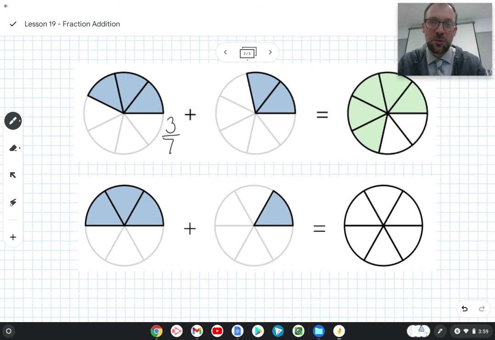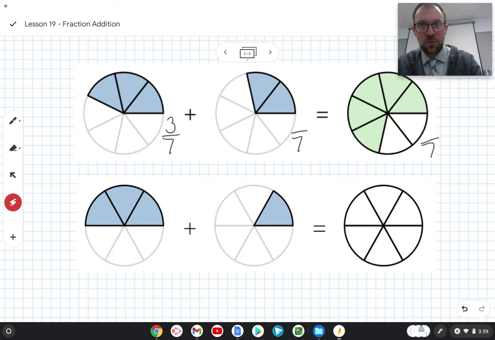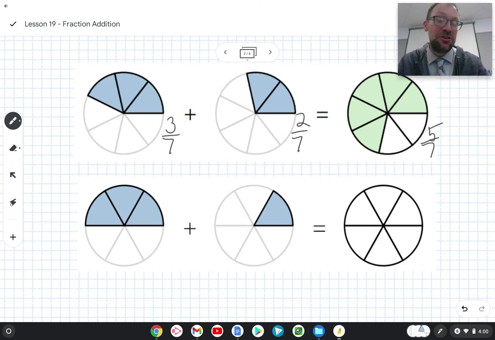And because we're only working with fractions that have like denominators, I now know that this fraction has sevenths too, and so does that fraction. All right, so we're adding 3 sevenths plus 2 sevenths, and that gives us 1, 2, 3, 4, 5 sevenths. 3 plus 2 is 5, and now we remember that we only add the numerators when our denominators are the same. Okay, let's try another one.